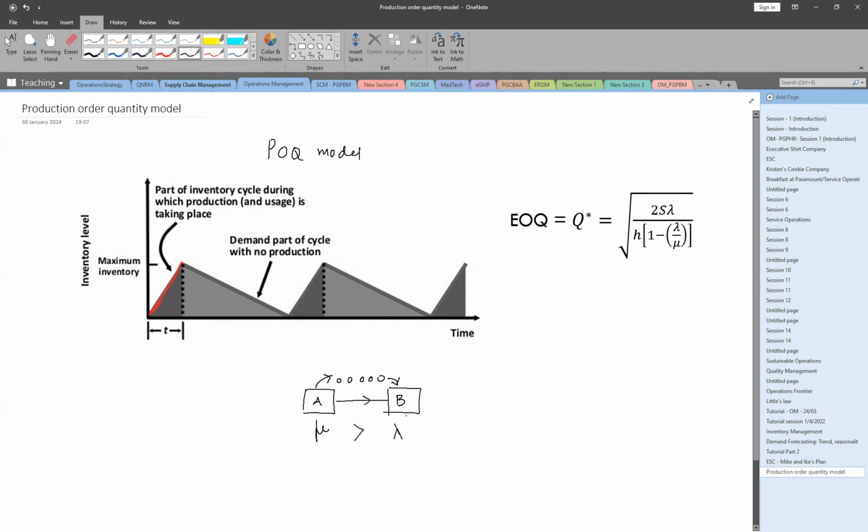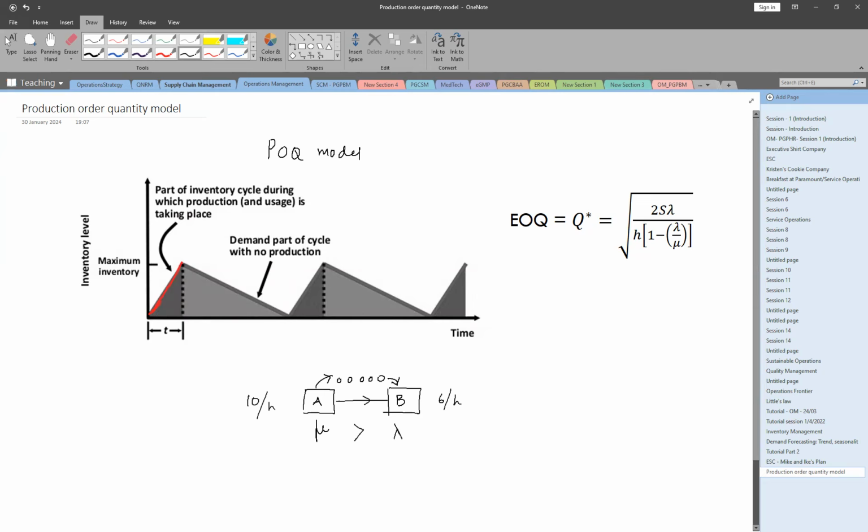If the rate at which units are demanded by station B is more than what is produced at A, then you will never be able to fulfill the demand, right? You will always have a backlog. On the other hand, if you keep continuously producing at A, that is mu is always greater than lambda, then, for example, you are producing 10 units per hour over here, and there is a 6 units per hour consumption. Every hour, there is an excess of 4. That means every hour, 4 units are getting added. And if you are looking at an 8-hour shift, that is 32 units of excess added throughout the time.